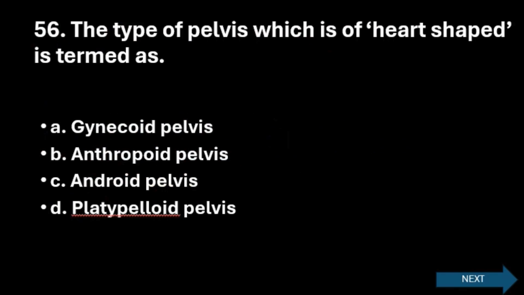The type of pelvis which is of heart shape is termed as option A gynecoid pelvis, option B anthropoid pelvis, option C android pelvis, and option D platypelloid pelvis. The right answer here is option C android pelvis.